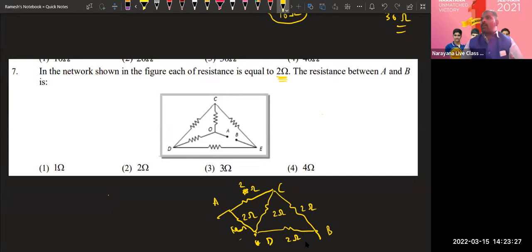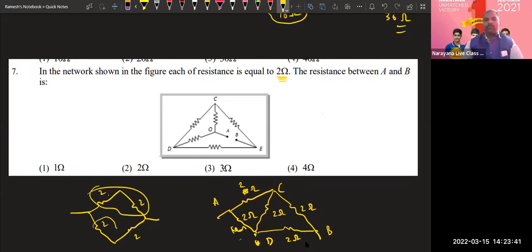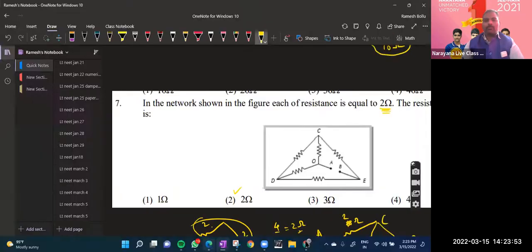P by Q equal to R by S is followed, no? So the remaining circuit I can draw like this: 2 ohm, 2 ohm, 2 ohm, and 2 ohm. These two are in which combination? Series, meaning 2 plus 2, 4. This also series, 4. 4 and 4 are in which combination? Parallel. So 4 by 2 means what? 2 ohm. Answer is option 2. Eighth one.